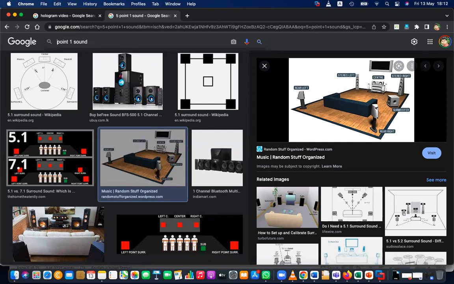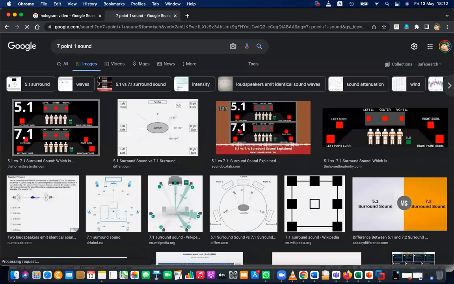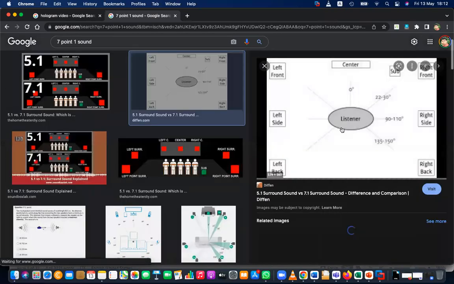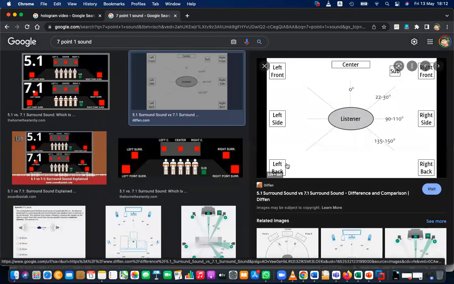Then 7.1 will have side speakers too. Here you can see, in 7.1 there are front, left front and left back, right front, right back, and right side and left side also. And the listener needs to be here. Speakers you have to place this way.